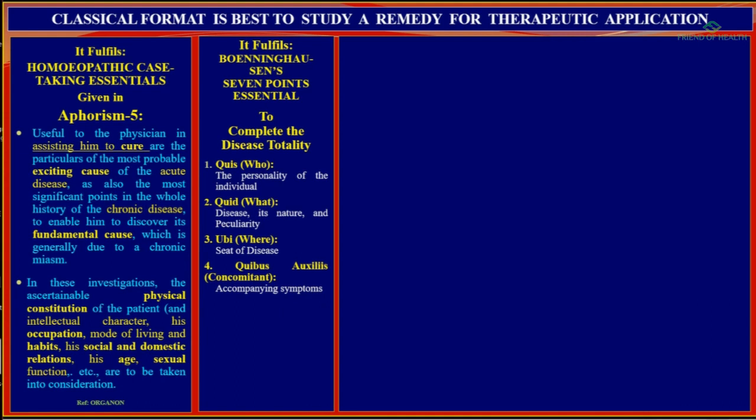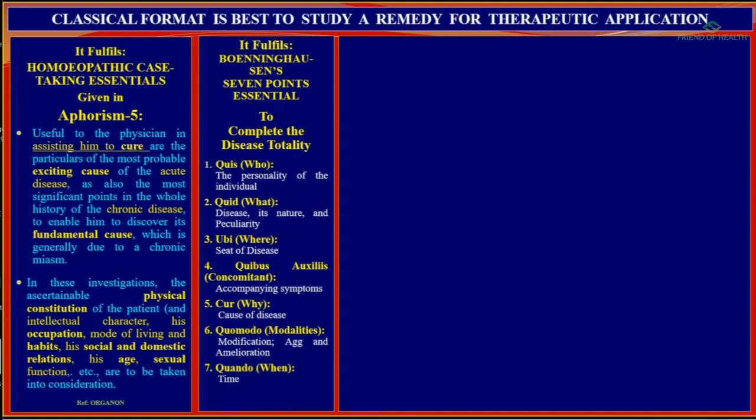Fourth point is quibus auxiliis. Here we have to give the concomitant symptoms or accompanying symptoms. And fifth point, an important point, is cur, why. Cause of the disease we need to find out. Sixth point is quomodo, that is general modalities, aggravation and amelioration. Seventh point is quando, when. This is the time modality.